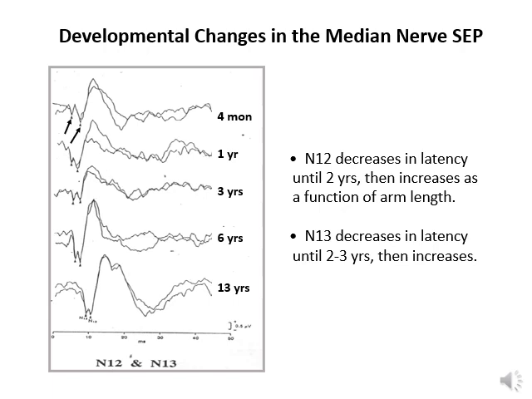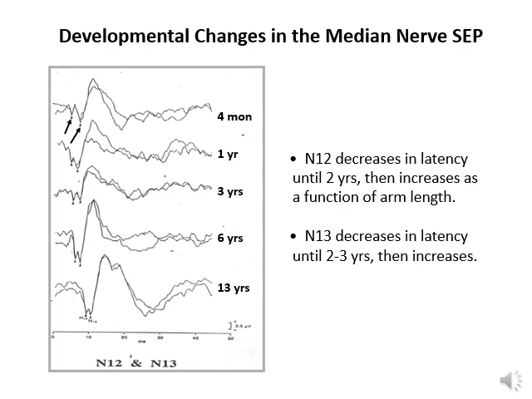The N12 decreases in latency until approximately 2 years of age, and this reflects the myelination of the nerves. After this age, the N12 begins to increase in latency as a function of arm length. The N13 shows a similar pattern, with a decrease in latency initially until approximately 2 to 3 years of age, and then it starts to increase in latency as a function of arm length.